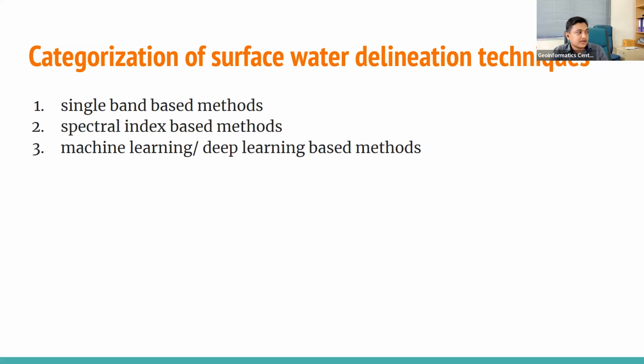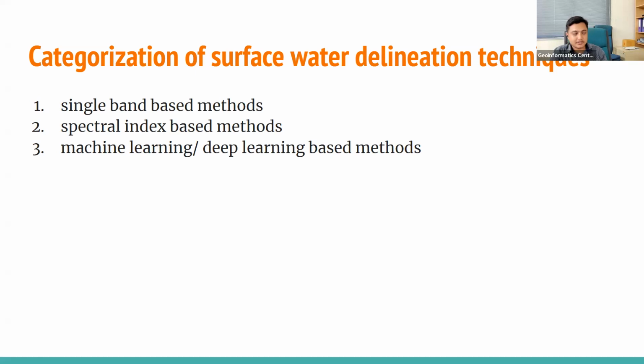The second is the spectral index based method. In this method we are going to calculate indices like vegetation indices, NDVI, NDWI and all those, and we apply some logic over that and then derive the surface water. This has an added advantage over the single band based method. Because we are going to do both the first and second today, we can also compare how the results vary. And the third is the machine learning and deep learning based method.